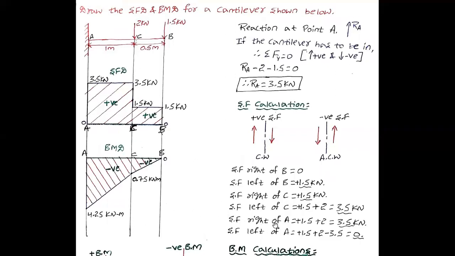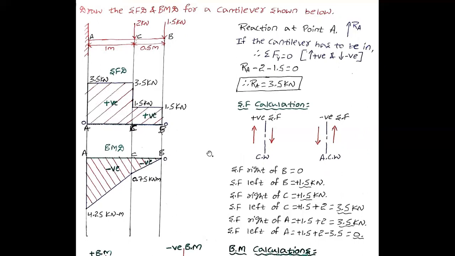Now shear force right of A. Right of A is 3.5. At point A, it is 3.5. Next shear force at A is 0. Join 0 and 3.5. In between AC, point load is there. When point load is there, the variation will be constant. Join this 3.5 and 3.5. This is the shear force diagram we will get.